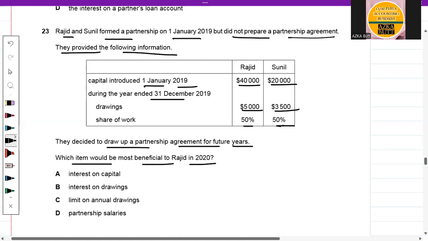Okay. So for Rajat, if you see, the drawings are 5,000, which is higher than Sunil, but the capital introduced is also higher than Sunil's. So a partnership appropriation account is basically an account that shows how the profit or loss of the partnership is distributed among the partners. This is the question. Okay.